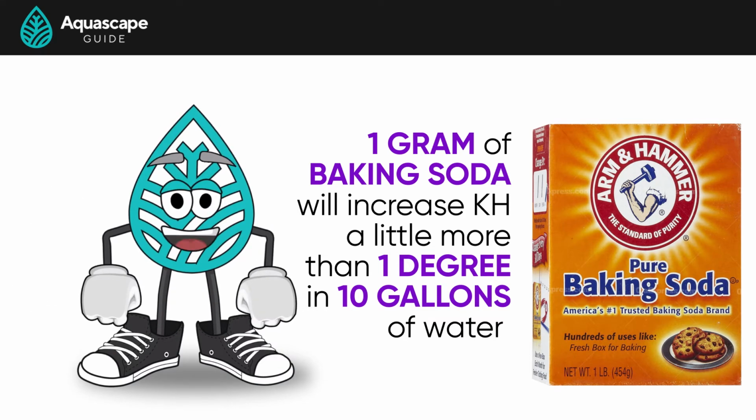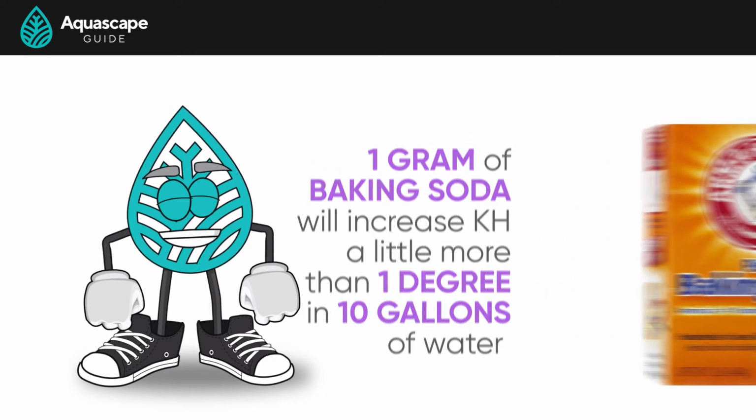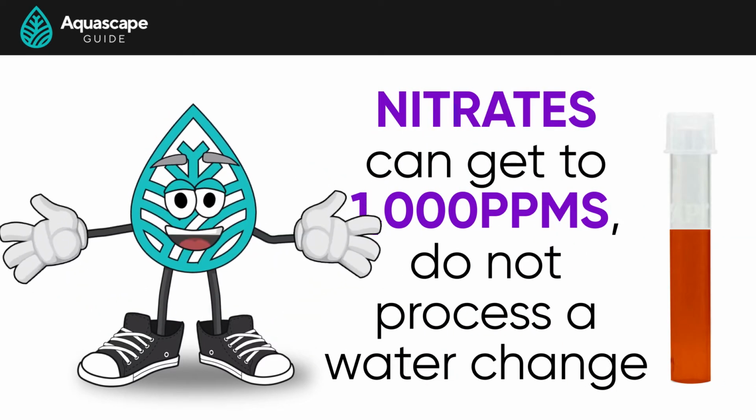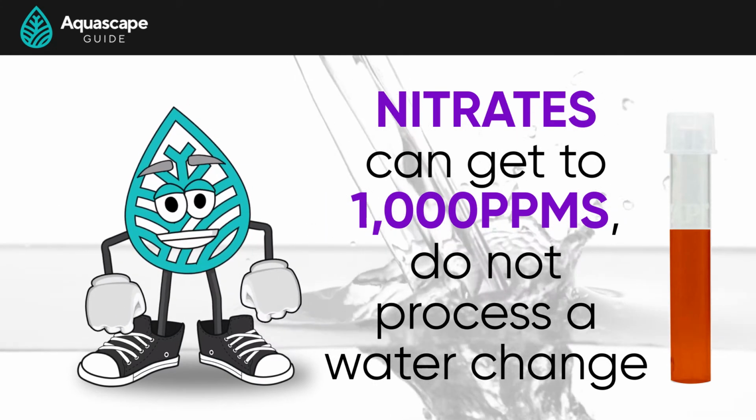Just go slow with it, test your KH after a few minutes. Baking soda dissolves quickly in our tank's water. Now your nitrates can get to 1,000 parts per million. It doesn't matter. Do not change your water. Just let the tank cycle.